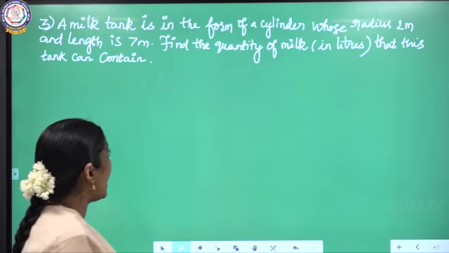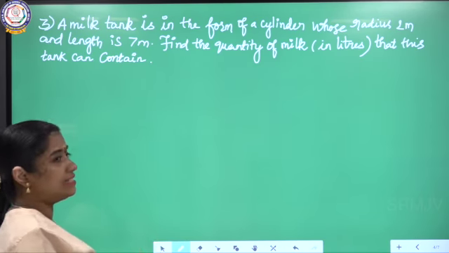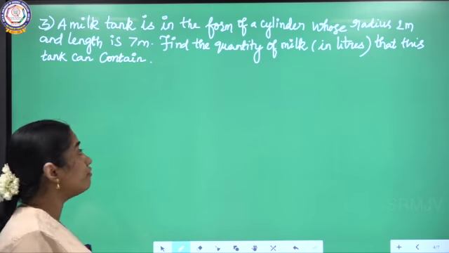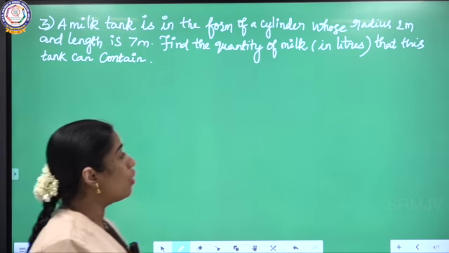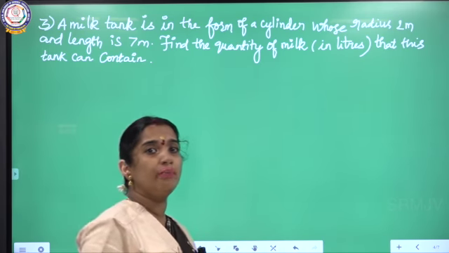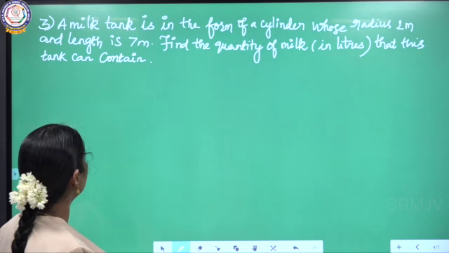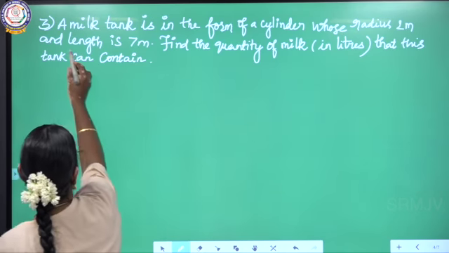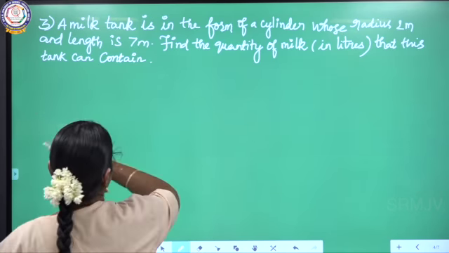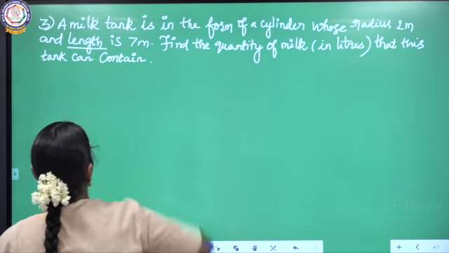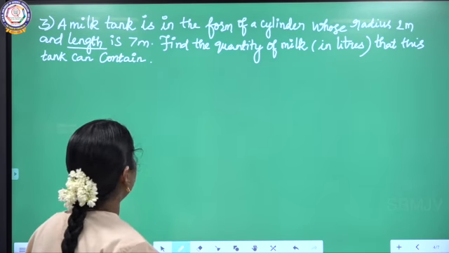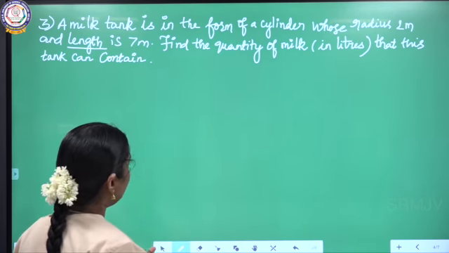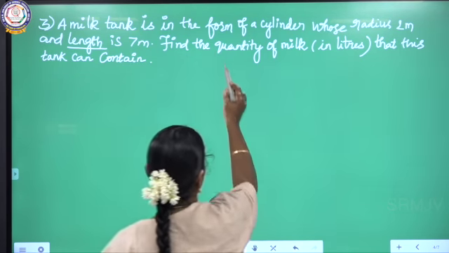A milk tank is in the form of a cylinder whose radius is 2 meter. They are given the radius which is 2 meter, and the length is what? Length means height, 7 meter. Find the quantity of milk in liters.